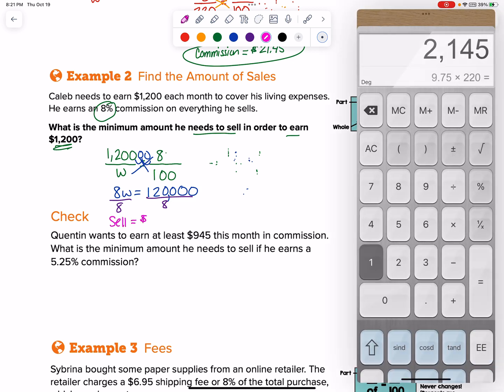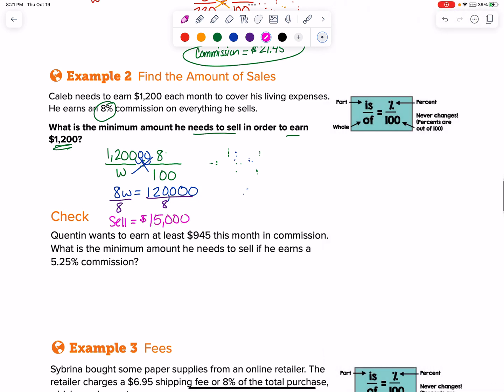So he needs to sell how much? So this 120,000 divided by 8. So he needs to sell $15,000, okay, in order to make 1,200 a month in commission. Okay, and so there's how you would solve that one. So example 2, those ones are where we know what the 8% is, and we're figuring out what he needed to originally sell in order to get that. Okay, and so there's that one.